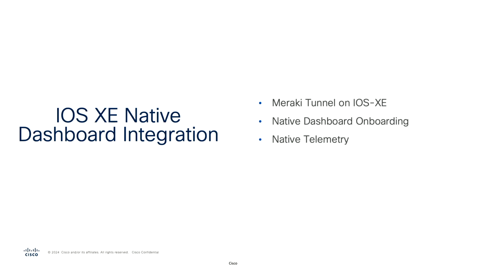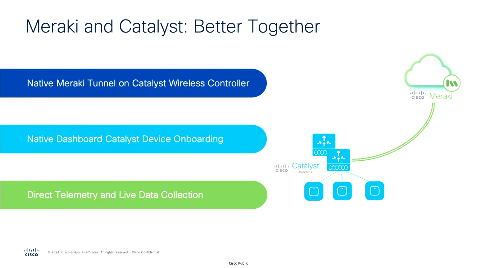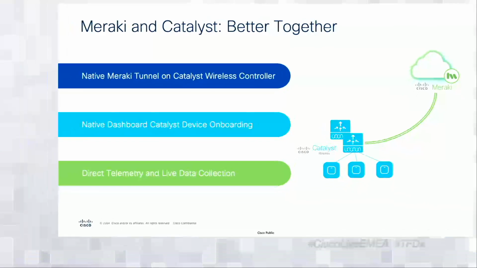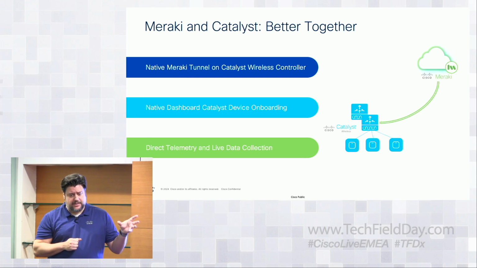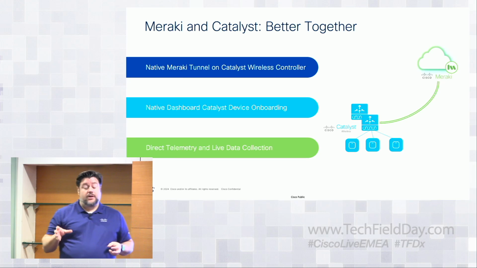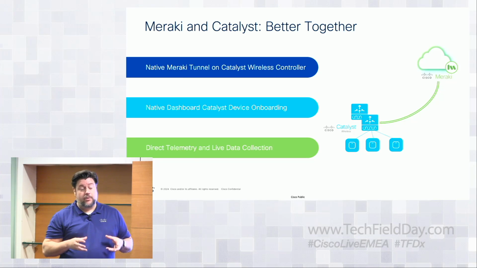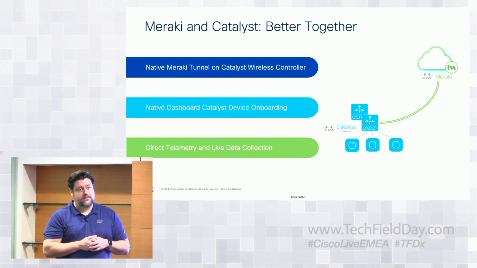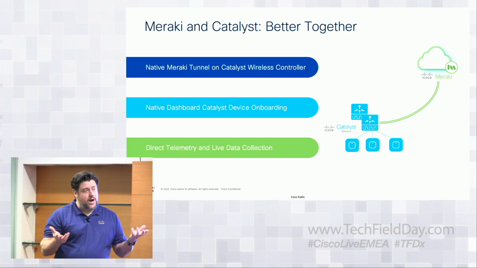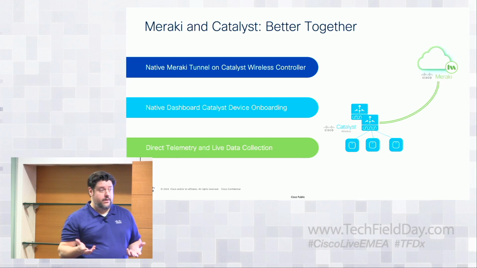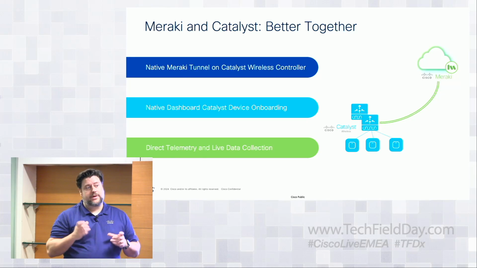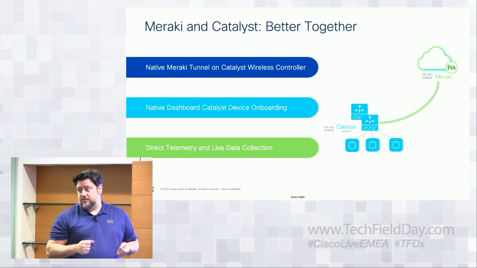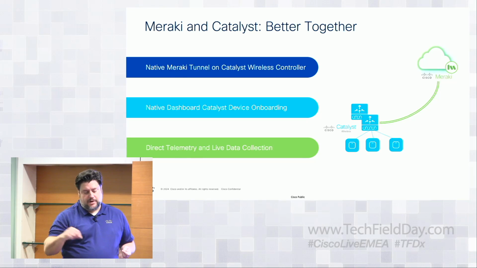All right, so let me dive into a little bit about what native integration means. We've spent a lot of time over the last year with both the platform side and dashboard and the IOS XE teams to get this first phase of integration going, which we'll be launching when we launch wireless in April. So what does that mean? Well, native Meraki tunnel running right in IOS XE. The same tunnel that's used to connect MR and MS switches will now also be used to connect Catalyst devices and Catalyst wireless controllers directly to dashboard.